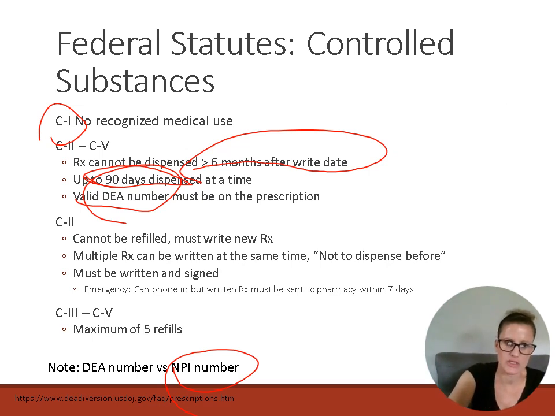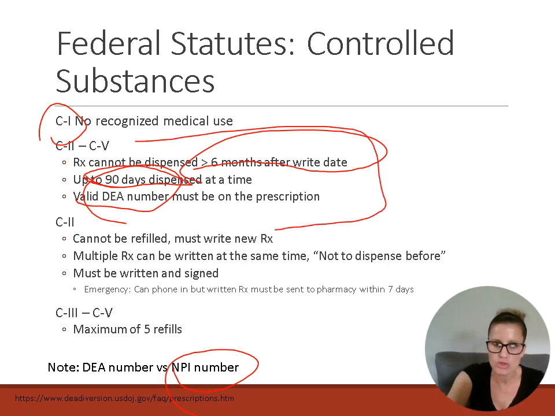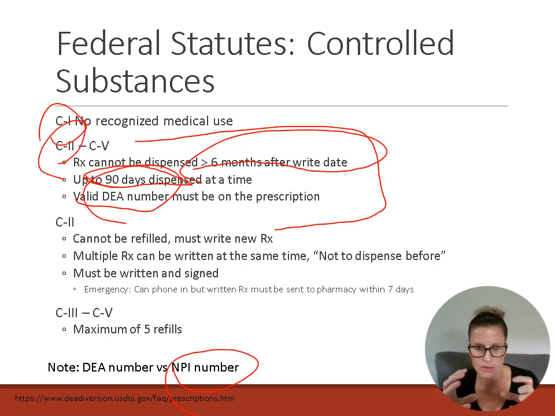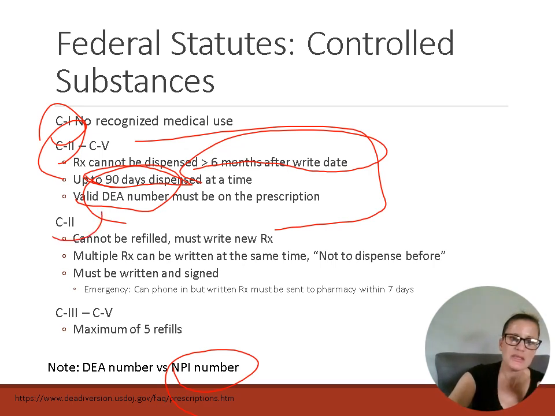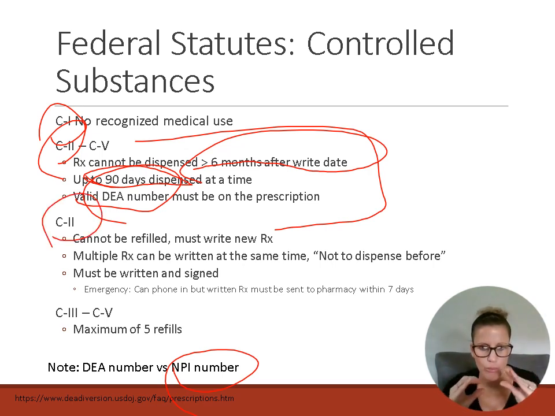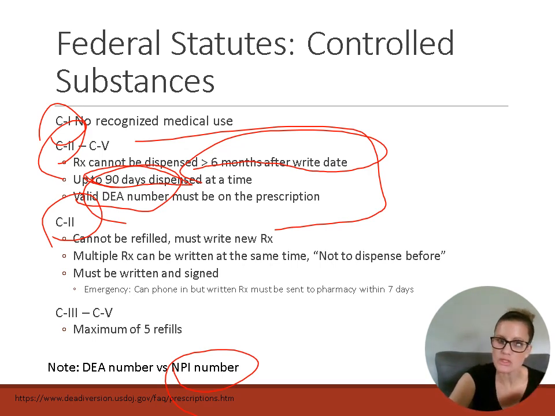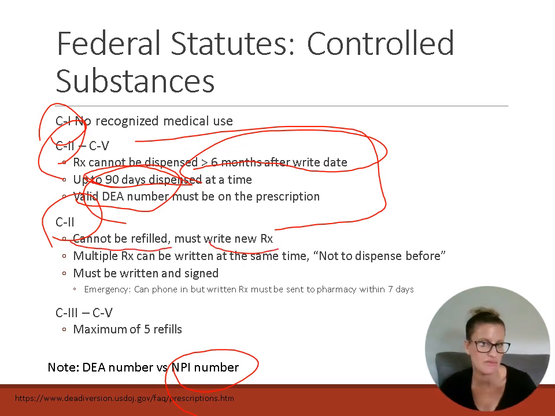Okay, so these are C2 through C5. C2 drugs are like the most addictive out of the prescription drugs. So these are things like oxycodone, hydromorphone or Dilaudid, morphine, very addictive medications. These C2 drugs have even more strict regulations. So they cannot be refilled. You have to write a new prescription every time they're going to fill it.